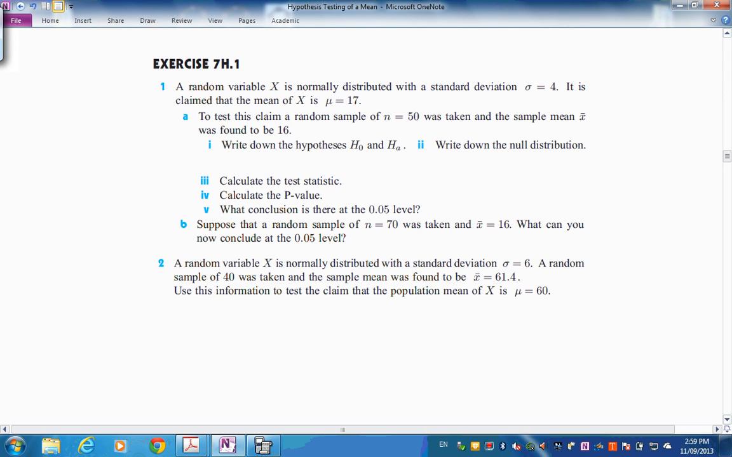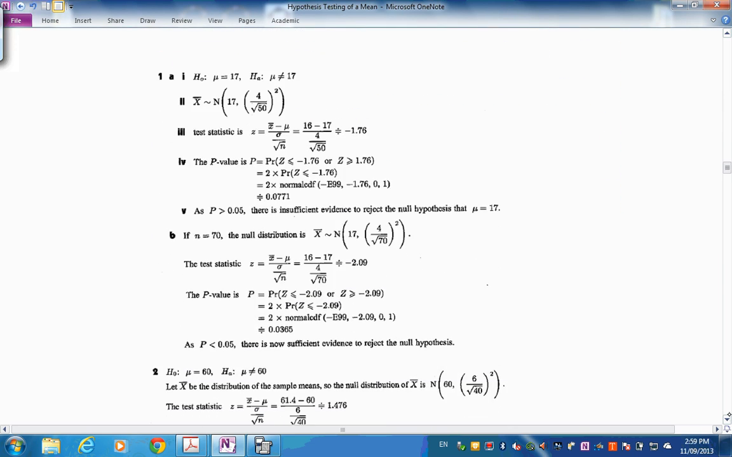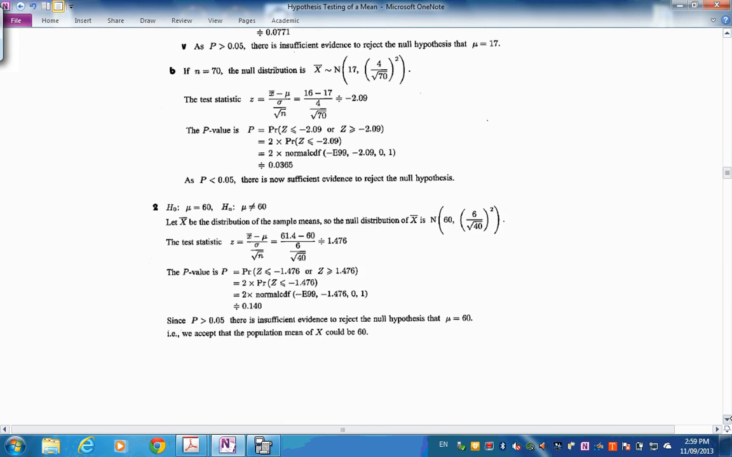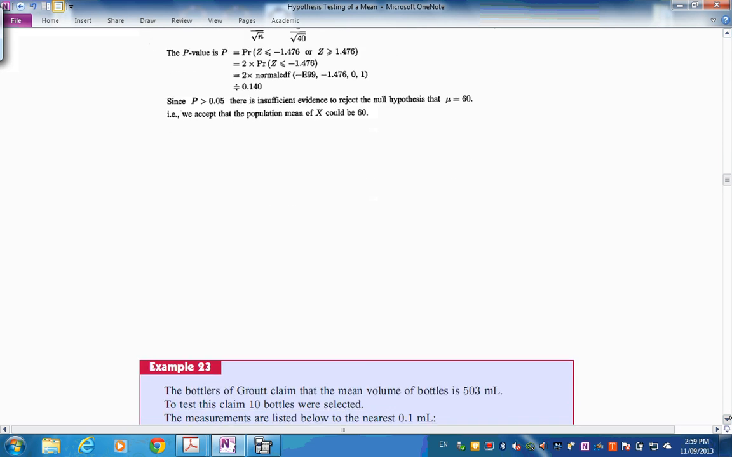Here's 7H1 from Hayes and Harris. So you might go through and do the whole box and dice here with the Z test and see what you think. I'll just show you, pause it now and have a go. I'll show you the solutions. Question 1 and question 2. Let's go on and do something else.